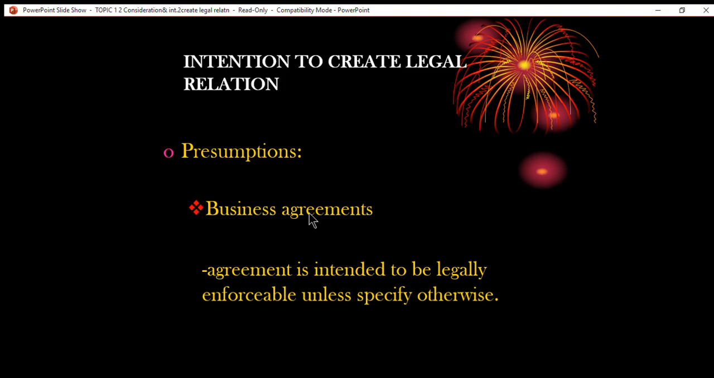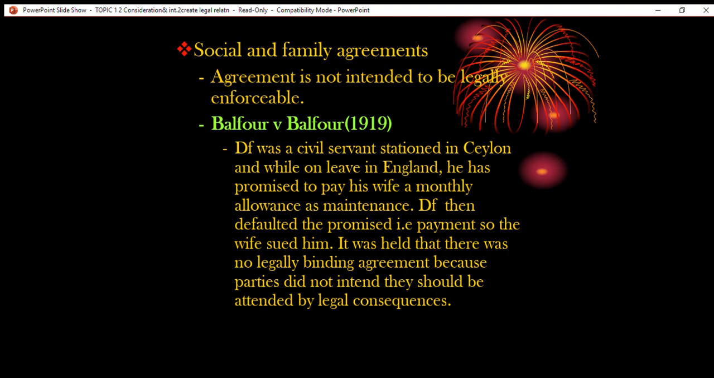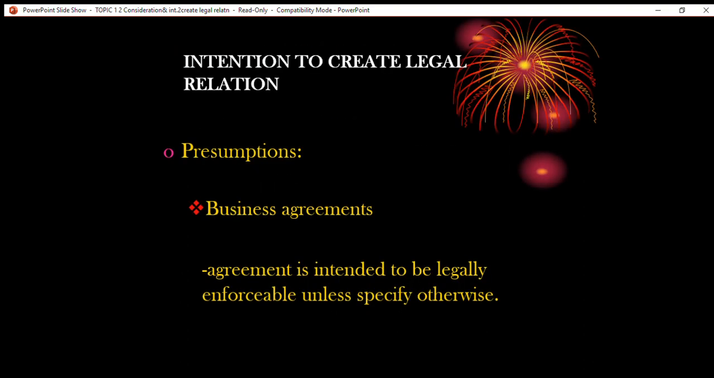For business or commercial agreements, the presumption is that the agreement is intended to be legally enforceable unless specified otherwise. You must take note of this. Unless specified otherwise is when the parties can provide otherwise in order to disregard their intention. So for a business agreement, the parties have the intention to create a legally binding contract, unless the parties specify otherwise.